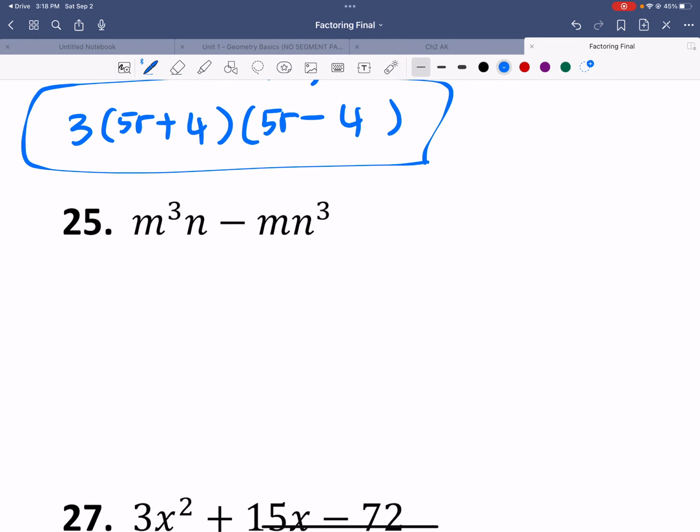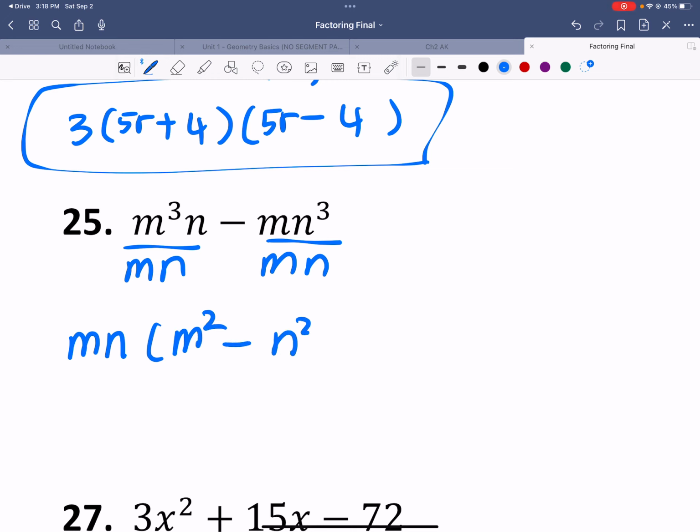This one does not even have a number. What do I have in common? M. How many m can I take out? 1, because this one is only 1. And how many n can I take out? Just 1. So it's going to be what? Mn times what is equal to m squared minus n squared? If you don't know why, look at this. M, that will disappear. That disappears. And get rid of them. This one becomes 2, right?